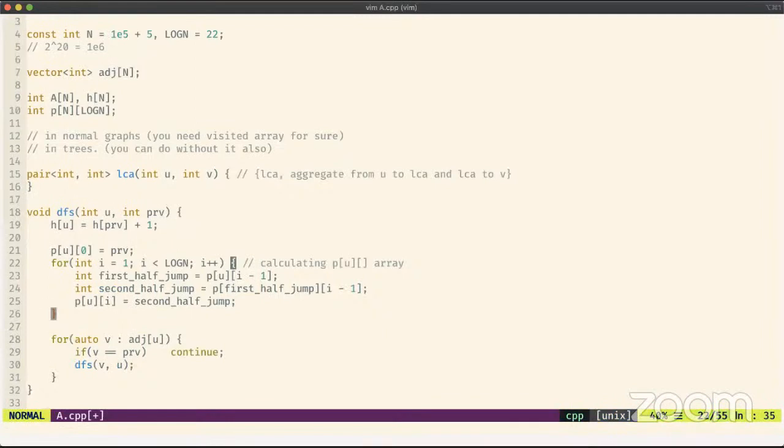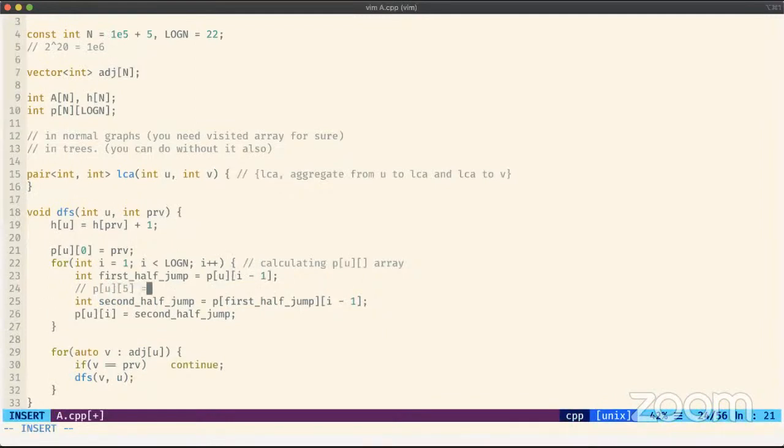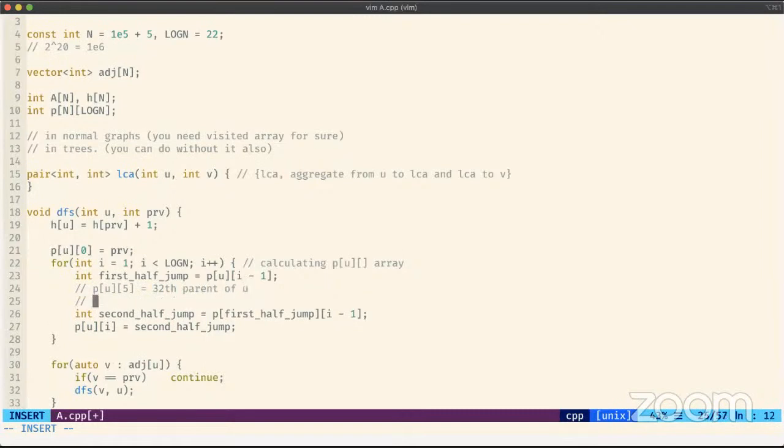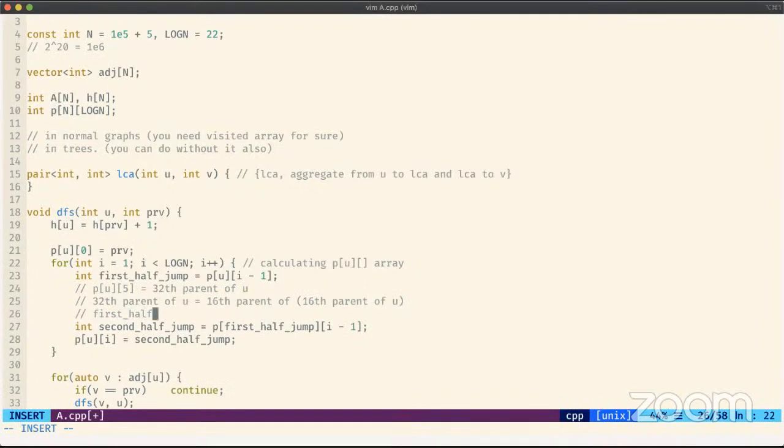That's the idea. Let's say you're calculating p[u][5], that is the 32nd parent of u. You can say the 32nd parent of u is equal to the 16th parent of the 16th parent of u. It's the same thing: climb 16 steps up and then ask that node who your 16th parent is. So the 16th parent of u becomes the first half jump. Basically, I broke this 32-size jump into two half jumps.